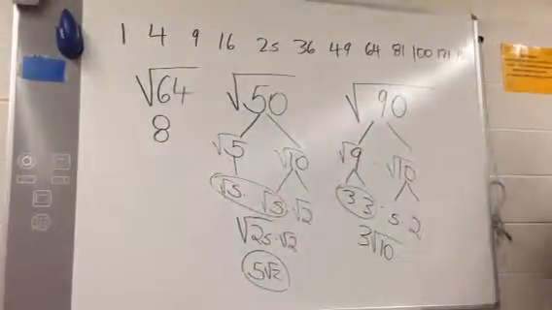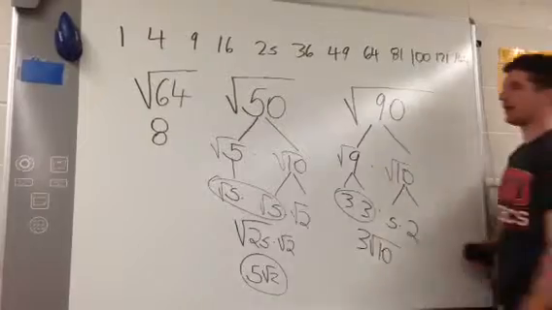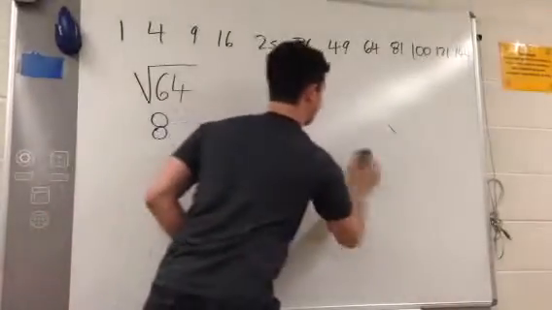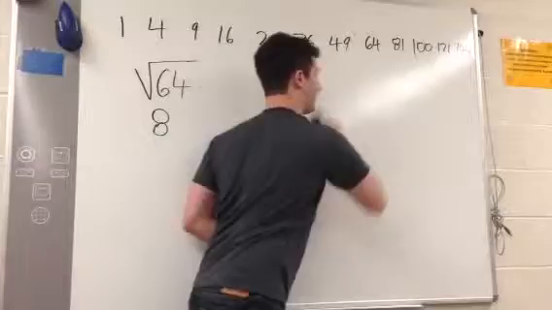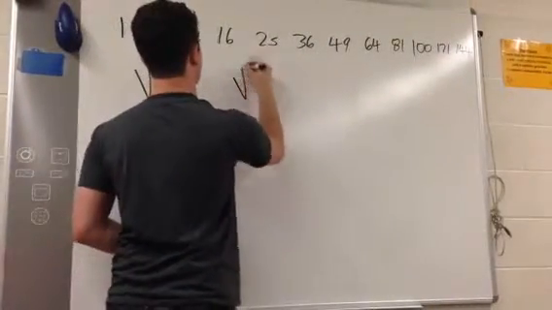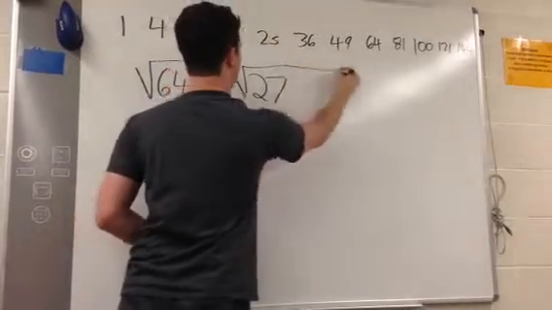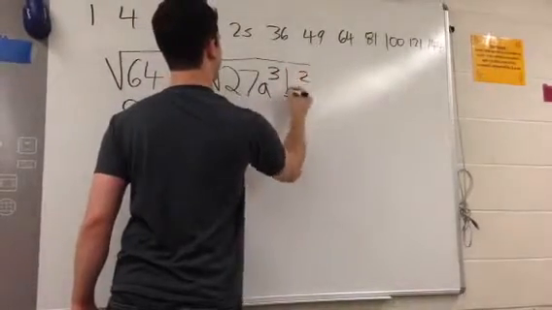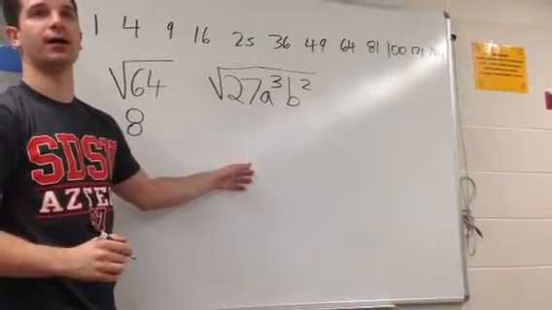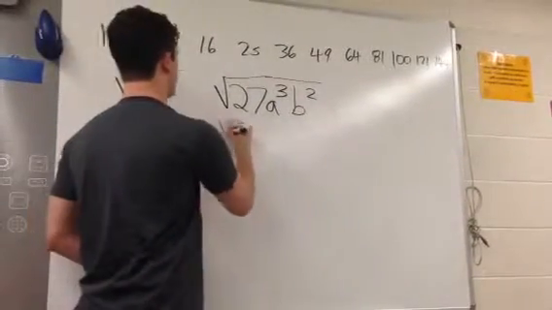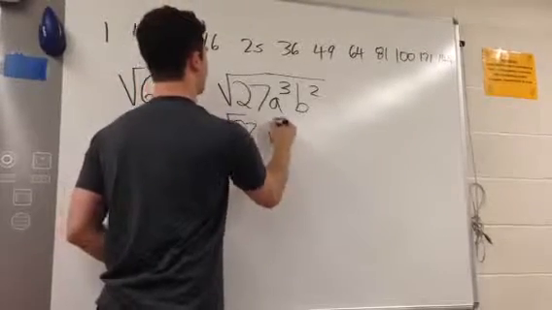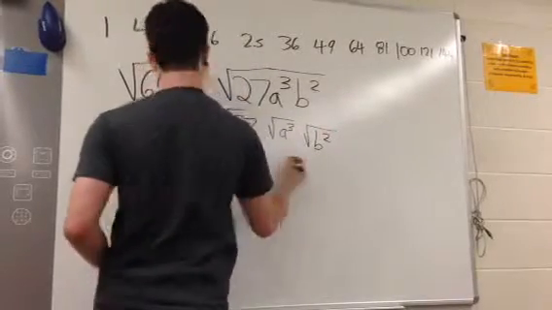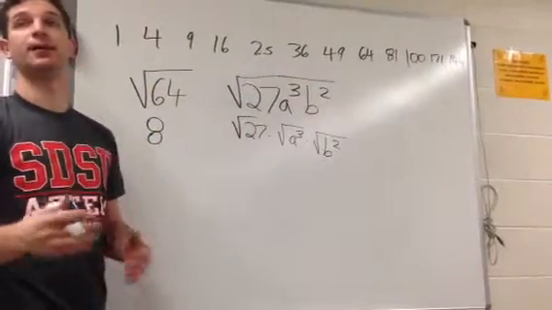So let's say we have the square root of 27. It's easy enough. But we're going to make it more complicated. We're going to add a cubed and b squared. Now the easiest way to approach this is by writing three different radicals. This is the square root of 27 times the square root of a cubed times the square root of b squared. Okay? Now each of these we can break down separately and at the end multiply them together and we'll have simplest radical form.